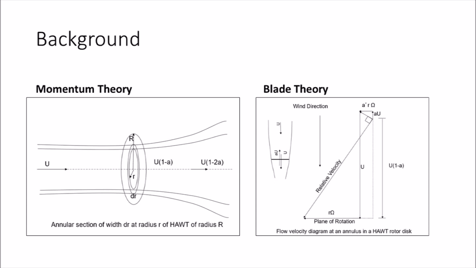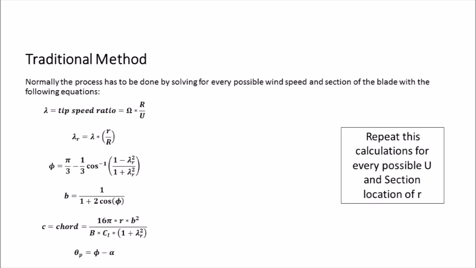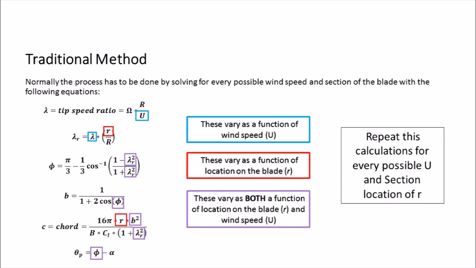To solve for these parameters, you have to combine both momentum theory and blade theory. Momentum theory looks at the wind before and after it passes by the wind turbine to determine how much energy is actually given to the blades, while blade theory studies how that wind is turned into thrust and lift and combined to create power. By combining both of these methods, you get these equations, which you can use to solve for the total induction factor B, the chord length, and theta P.